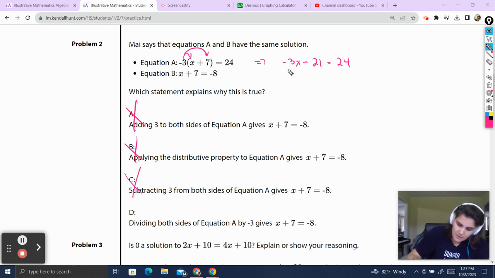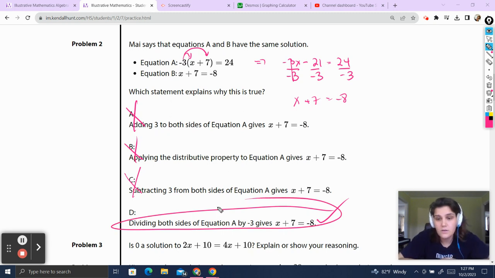Well, I'm going to divide both sides by negative 3. And if I'm doing it like this, I have to divide every single term by negative 3 because that's how division works in a question like this. Cross it out, we get x. Negative 21 divided by negative 3 is positive 7, is equal to 24 divided by negative 3 is negative 8. Yep, so this is correct.